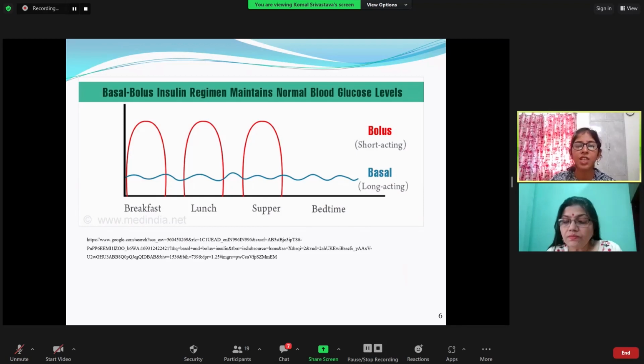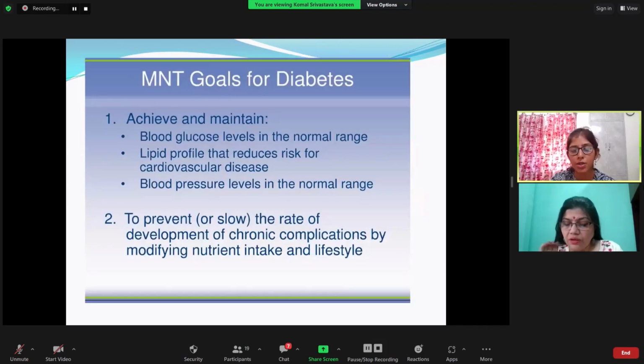So the thing is, we need to cover the basal bolus dose throughout the day. Now, when we are giving insulin to the patients, what is our goal? We need to maintain the patient's health. We need to maintain the child's growth. When we talk about child's growth, it reflects your height and weight appropriate to the age of that child, be it a boy or be it a girl.